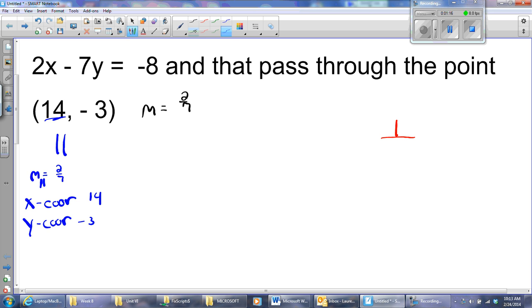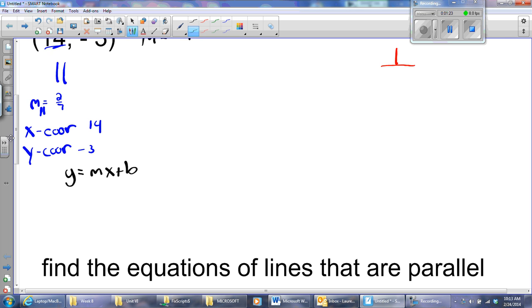Now I use the equation y equals mx plus b, and I substitute those values in. So y is negative 3. The slope is 2/7. Okay, x-coordinate is 14 over 1 plus b. Now you are allowed to use a calculator, but remember, you don't need to. 7 goes into 14 2 times. 2 times 2 is 4. I end up with negative 3 equals 4 plus b.